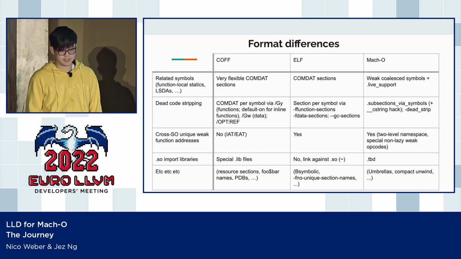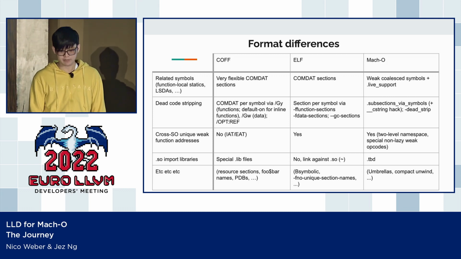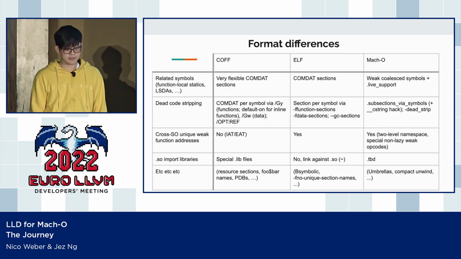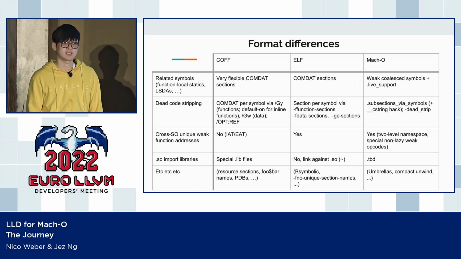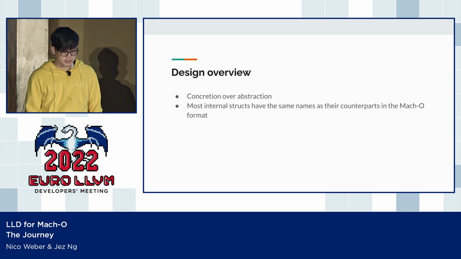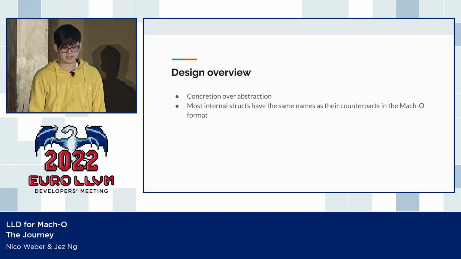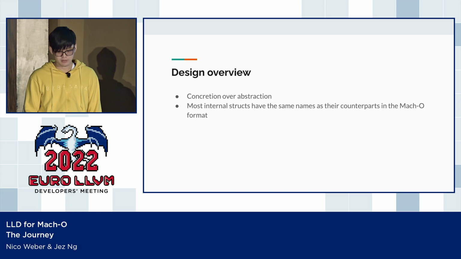Here is a truncated list of all the differences between the formats. Don't worry, I know there's a lot on this slide, but I'm not going to dive into each of them. I just want to underscore how difficult it would be to have a common abstraction over all these differences. The bottom line is that LLD has chosen to favor concretion over abstraction. This means less indirection, less marshalling of data, and therefore better linker performance.